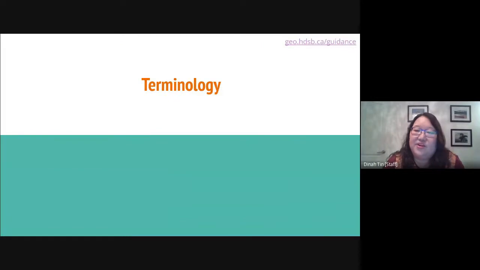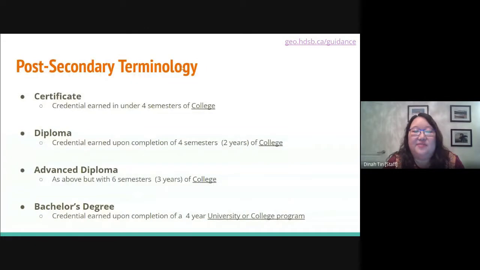So the first thing we're going to do this evening is go over some terminology that some of the students, and maybe some of you, may not be aware of. So the first thing we're going to be talking about is a certificate. Certificates are a credential that you earn at college, and usually under 4 semesters at college. So that would translate either into a 1-year or 2-year program at college.